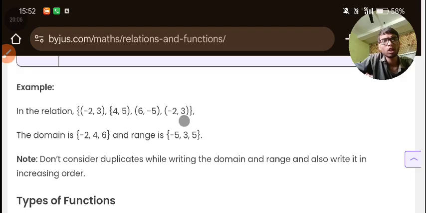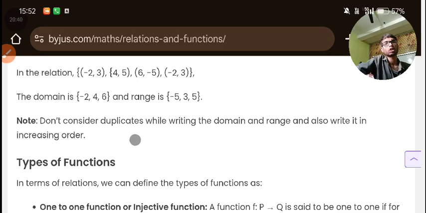Here 3 is coming two times, but we will take it only one time. And here 5 and -5 are both different, so we have 3, 5, -5, and here we have 4. Same here, -2 is coming two times. So remember, this x would be the domain and this y would be the range.